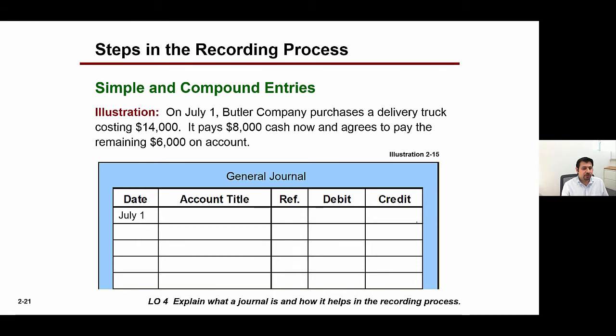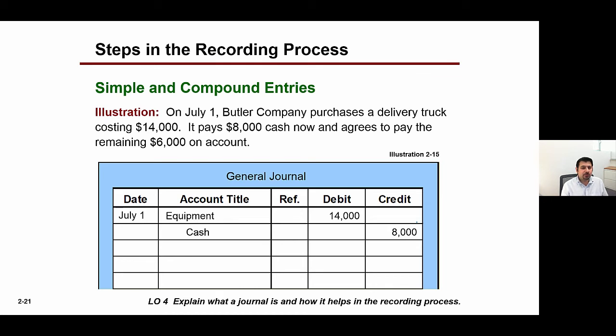Once again, we have the date, it was on July 1st. The account name is equipment, because equipment has increased. We debit equipment 14,000. What happened to cash? Cash has decreased by 8,000. The company paid in cash, so cash has decreased 8,000, and when assets decrease, we credit the account. So we credit cash. As you see, we have also indented cash to the right to show that this is the credit account.